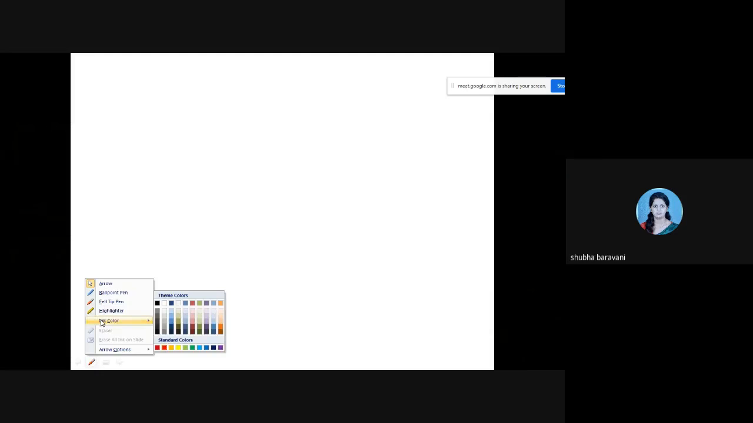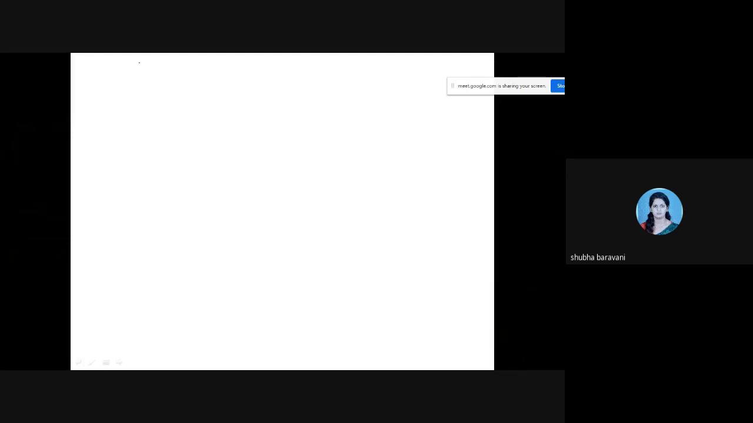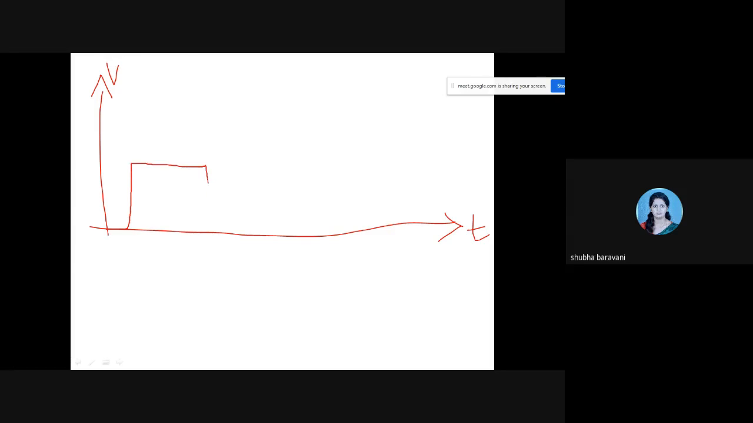See, if I draw a timing diagram, let me draw a timing diagram. Let me take this as the voltage axis. Let me take this as the time axis. Okay? If I make a voltage pulse, it will be like this. Do you know this? Voltage waveform.